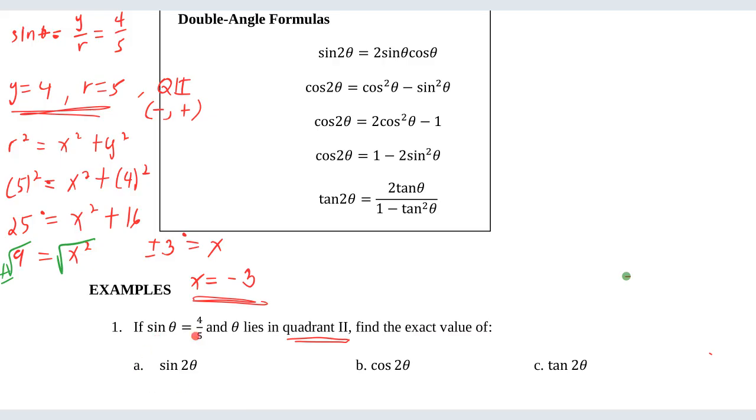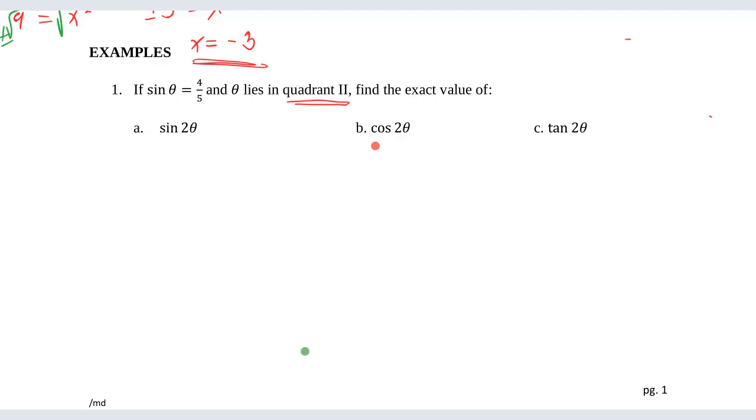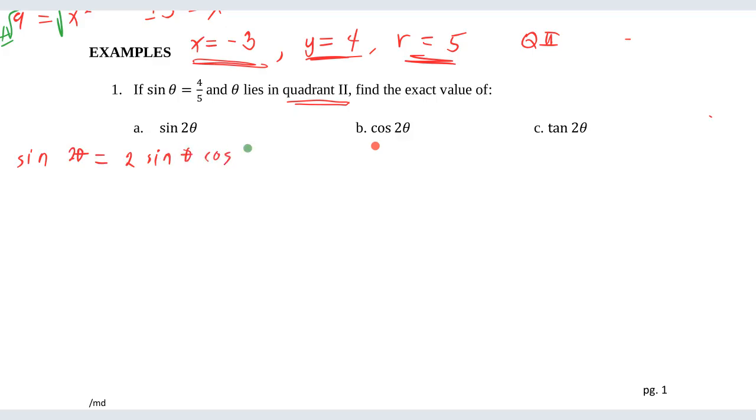Okay, so starting with sine 2 theta, by looking at the double angle formulas, we see that sine 2 theta is 2 sine theta times cosine theta. So let me just go ahead and write that. Let me write all those values: y is equal to 4 and r is equal to 5. Remember that this is in quadrant 2. So we have sine double angle is equal to 2 sine theta cosine theta.